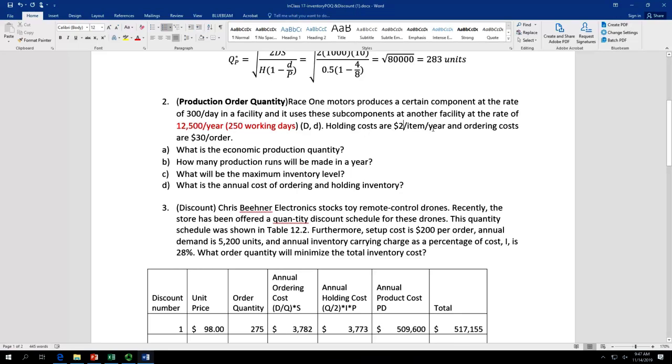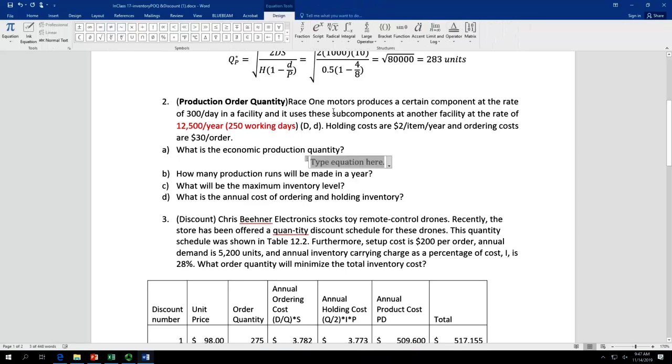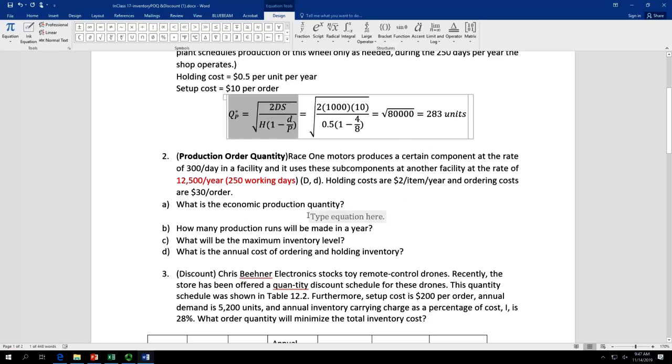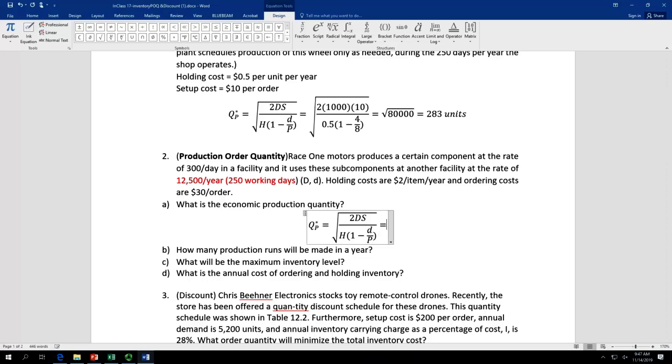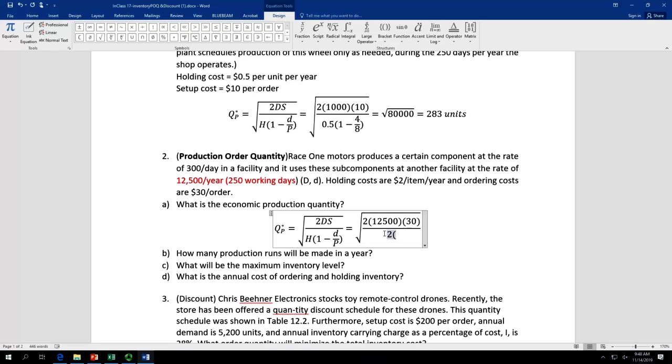So we are given the holding cost and the ordering cost. Now, what is the economic production order quantity? The first one, we use the same formula. So I'm going to copy this formula right away, over here. And then equals, just plug in the different numbers. It is 2 times 12500, that's the yearly demand, and times the other one, S. S is the setup cost or ordering cost. This one is 30. So divided by H. H is the holding cost per item per year. So times 1 subtract.